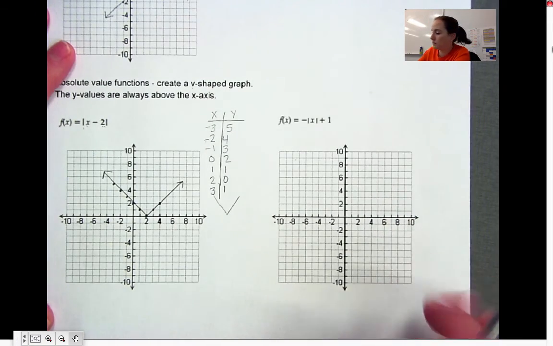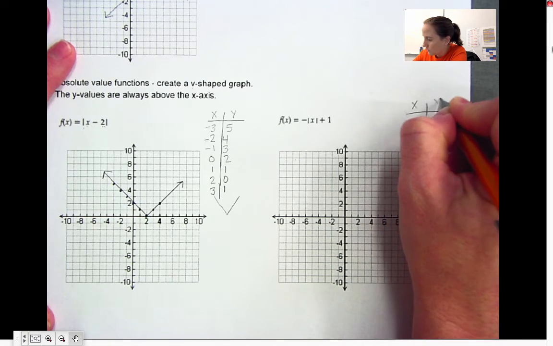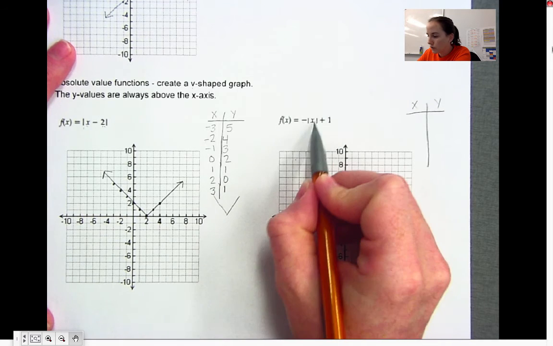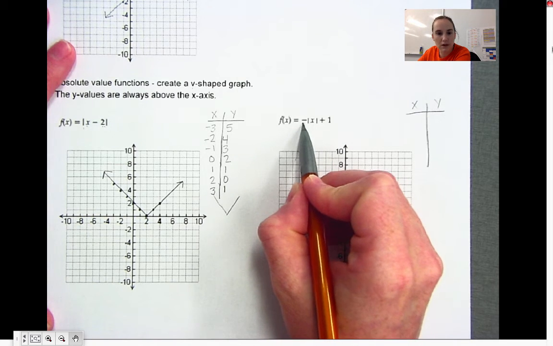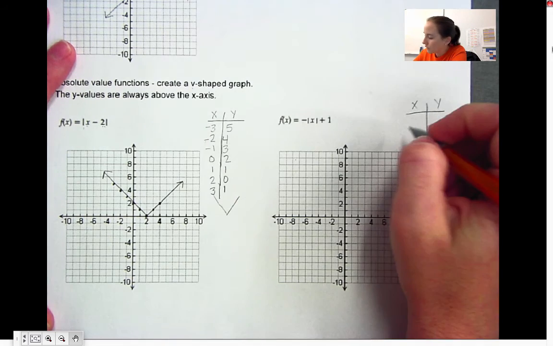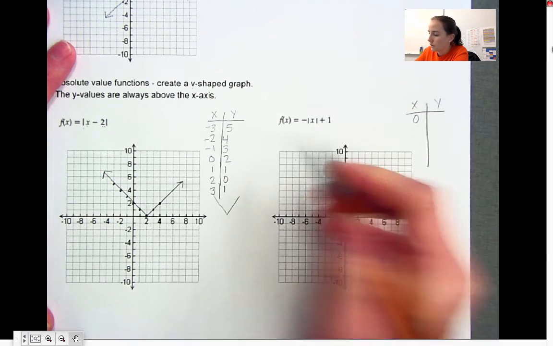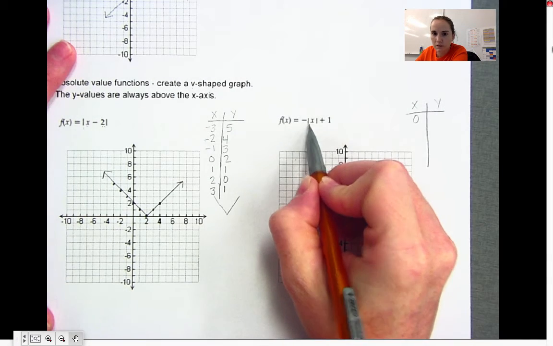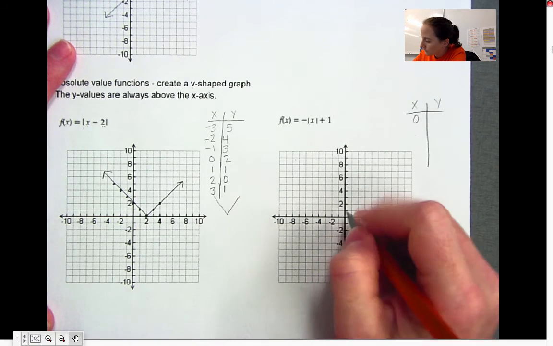Okay, let's look at this one. Now be careful because the negative is on the outside here. So no matter what you take the absolute value of, you're going to make that value negative. So if I plug in 0, we'll start with 0, you'll get 1 because the absolute value of 0 is 0. There's not a negative 0. And so 0 plus 1 is 1.